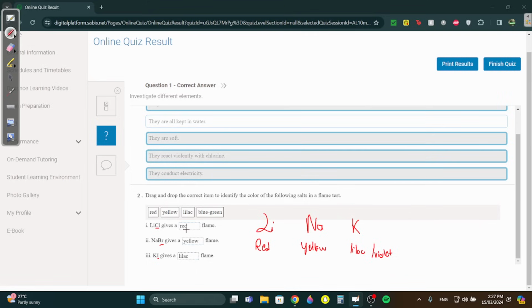So LiCl gives you a red flame because of the Li. NaBr gives you a yellow flame because of the Na. And KI gives you a lilac flame because of the K.